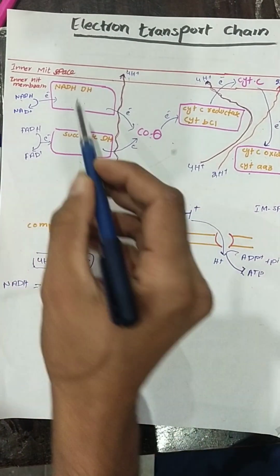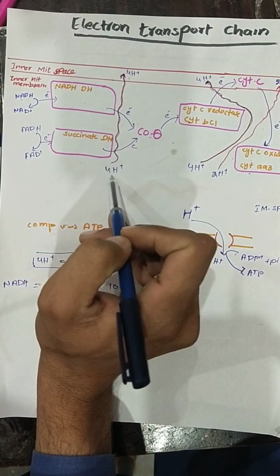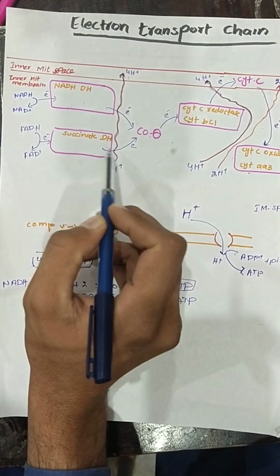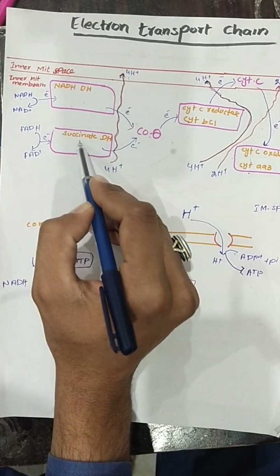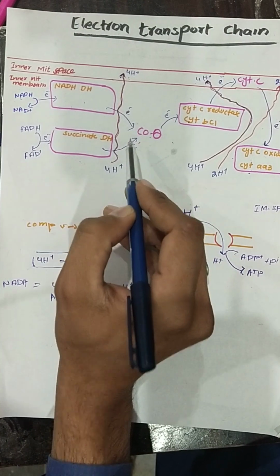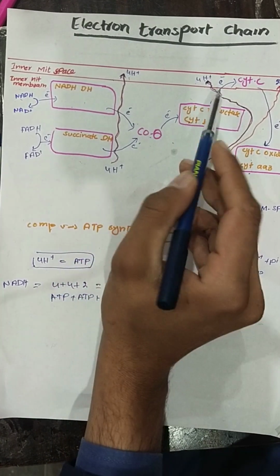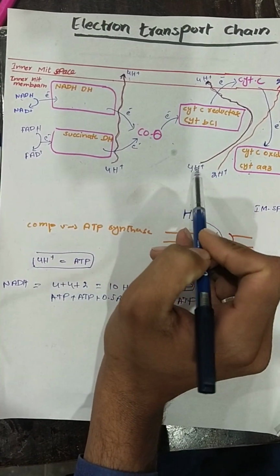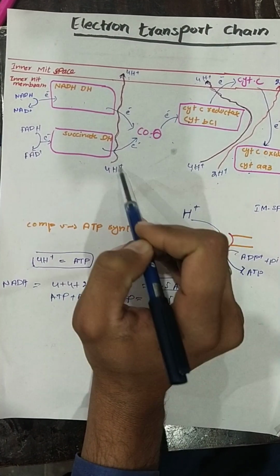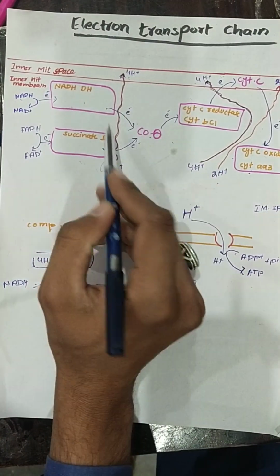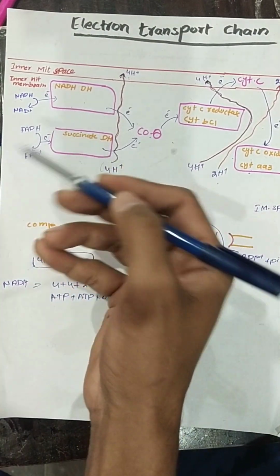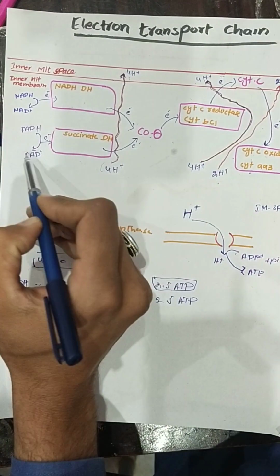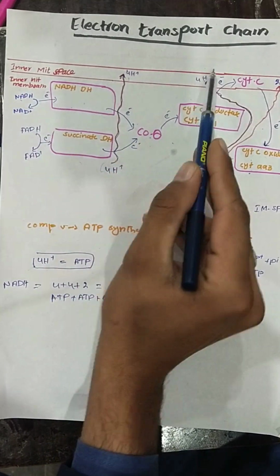Okay, and one more thing, when we use complex 1, 4 hydrogen atoms are pumped, but when we use complex 2, no hydrogen atom is pumped during the movement from succinate dehydrogenase to coenzyme Q. That is the reason we only pump 6 hydrogen atoms when we use FADH2, because 4 hydrogen and 2 hydrogen, only these are pumped. This complex does not pump any hydrogen atom. So totally we get 6 hydrogen atoms when we use FADH2, and 10 hydrogen atoms, 4, 4 and 2, when we use NADH.